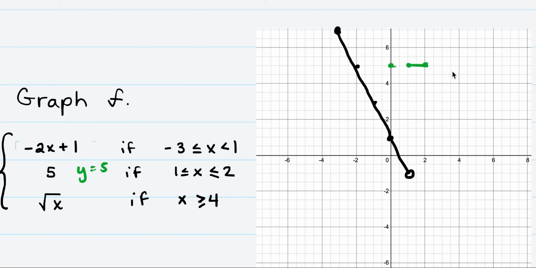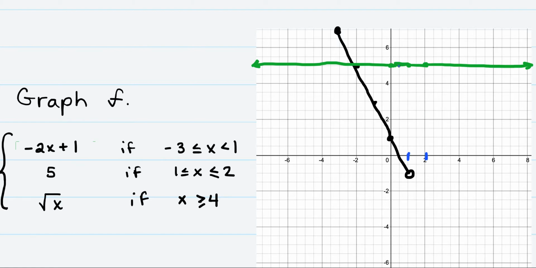Okay, I'm going to draw this piece here, and now I'm going to draw this. So just draw a straight line that goes through y is equal to 5. Okay? Now what I'm going to do is I'm going to erase anything that's not between 1 and 2. Now let's find 1 and 2. X is 1 is right here, and X is 2 is right here.